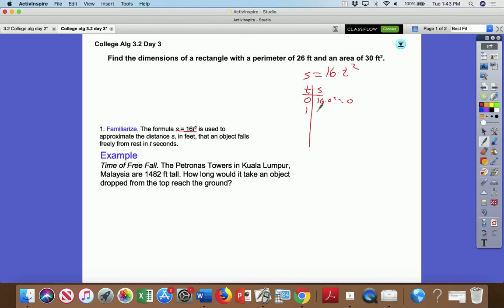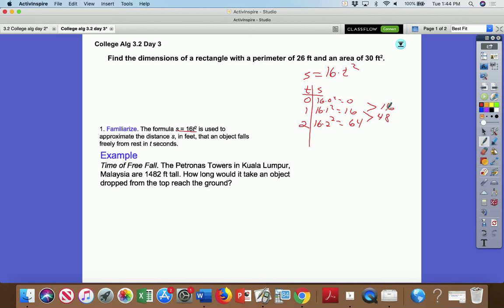How far has it fallen in 1 second? 16 feet. What's the total distance fallen after 2 seconds? It'd be 64 feet. So during the first second, it fell 16 feet. During the second second, it fell really a total of 48 feet. 16 plus 48 is 64.